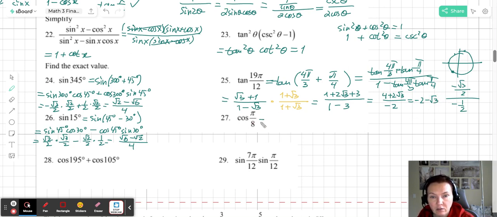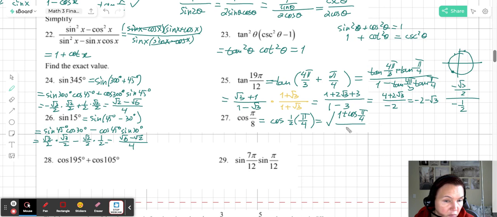Cosine of pi over 8. Let's see, actually I'm going to do the half angle formula here. So it's going to be cosine, just to practice with it, cosine of 1/2 of pi over 4, right? And then for the cosine half angle formula, we would have to take positive or negative, but for pi over 8, it's going to be positive cosine. So it's square root of 1 plus cosine of pi over 4 all over 2.